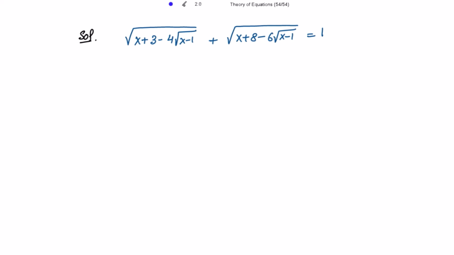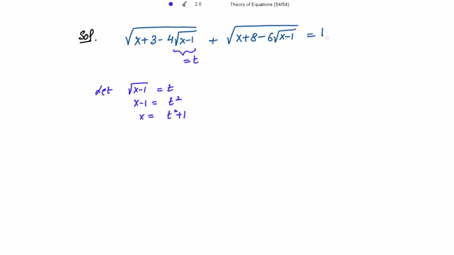So to solve this equation, let me put the square root of x minus 1 to be equal to t. So let square root of x minus 1 is equal to t. If I square both the sides, I get x minus 1 equal to t square, or x is equal to t square plus 1.